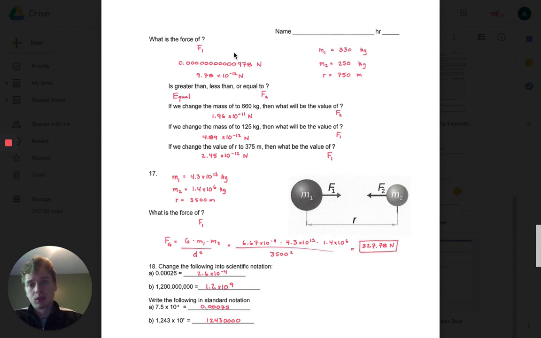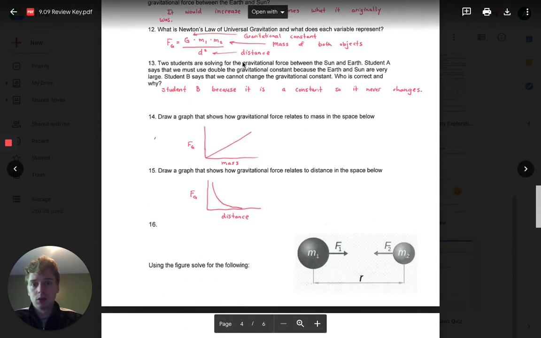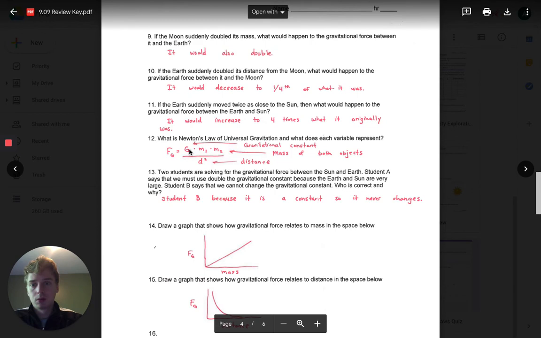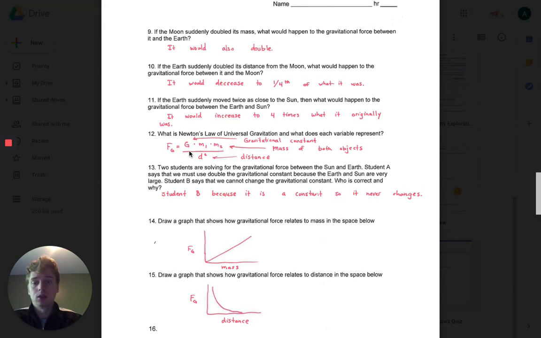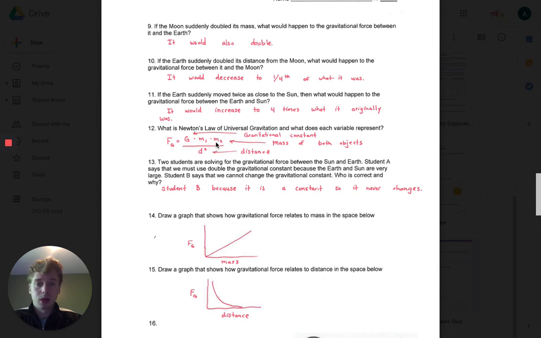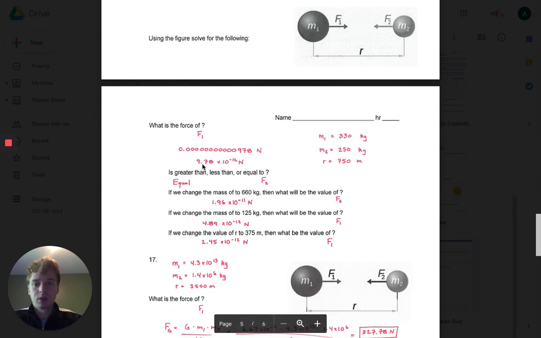In this case, I just plugged all my numbers into the formula up here: big G, or the universal gravitational constant, multiplied by mass 1, mass 2, divided by our distance squared. I got 9.78 times 10 to the negative 12th.